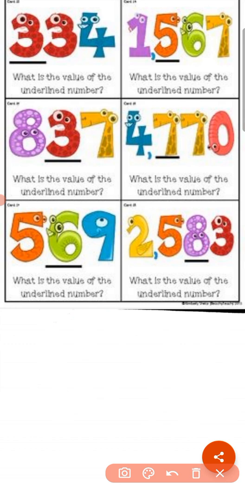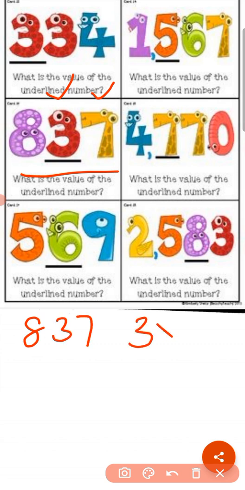Now in this number, first find the places. 7 is in ones place, 3 in tens place. So in 837, 3 into 10. 3 is underlined, so 30 is the place value.